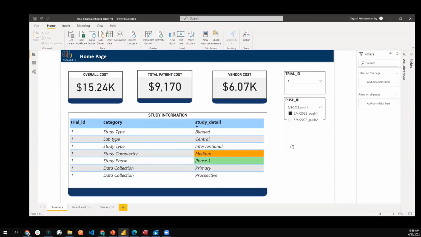Let's take a look at push 1. So here we see that the complexity is medium and it's in phase 1. Now on the top, we have the most important KPI, which is the overall cost. So this is a summation of total patient cost and vendor cost. So we can take a deeper look into these by navigating to them at the bottom of the page. We can also use a shortcut, control and click, to get there.